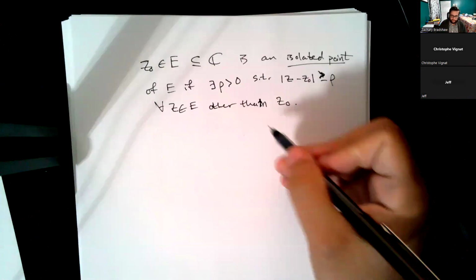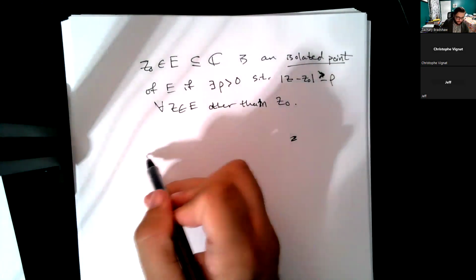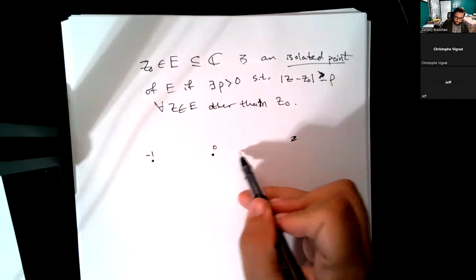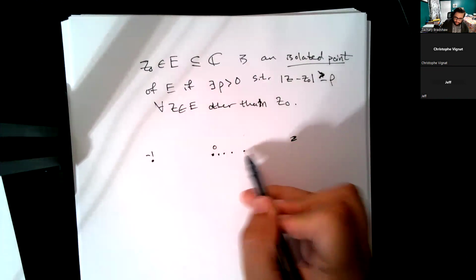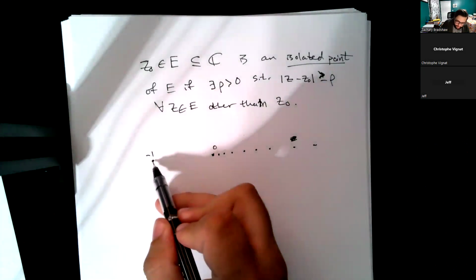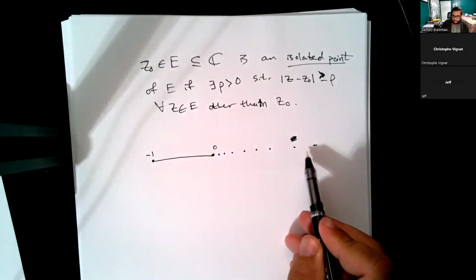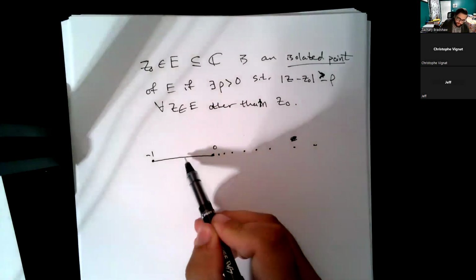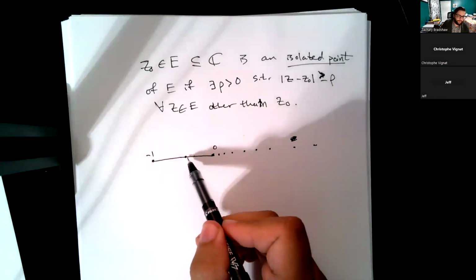So, a picture. Suppose you have, okay, hey, how about this? Here's -1, here's 0, and then we can draw several other points here, and so on. And I'll draw a line here. Each of these points is isolated because there's some distance between it and every other point in the set. But these points on the line here are not isolated because there are points arbitrarily close to it.